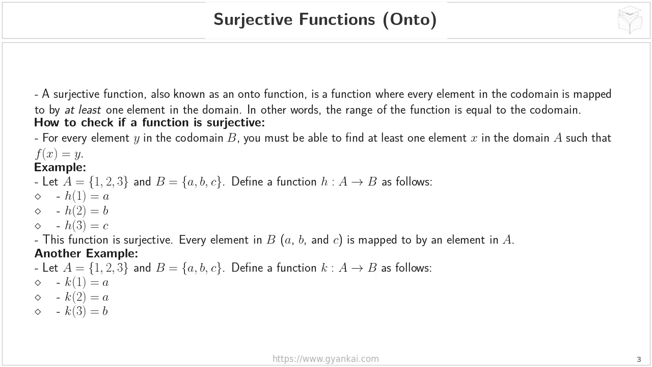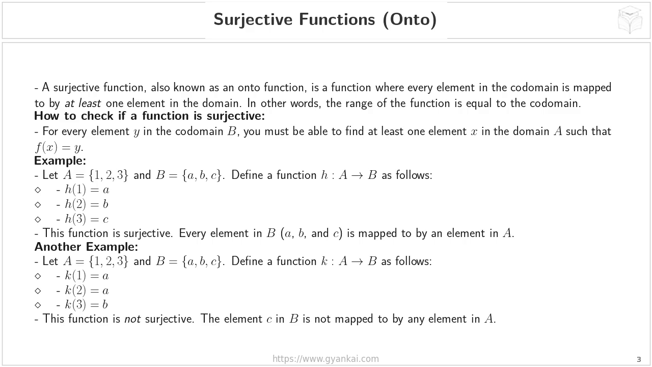Now let's look at a function that is not surjective. Again, A is 1, 2, 3, and B is A, B, and C. This time, we define a function, k, that maps A to B as follows. 1 maps to A, 2 maps to A, and 3 maps to B. Notice something? The element C in the codomain B is not mapped to by any element in the domain A. There's no x in A such that k of x equals C. Therefore, this function k is not surjective.